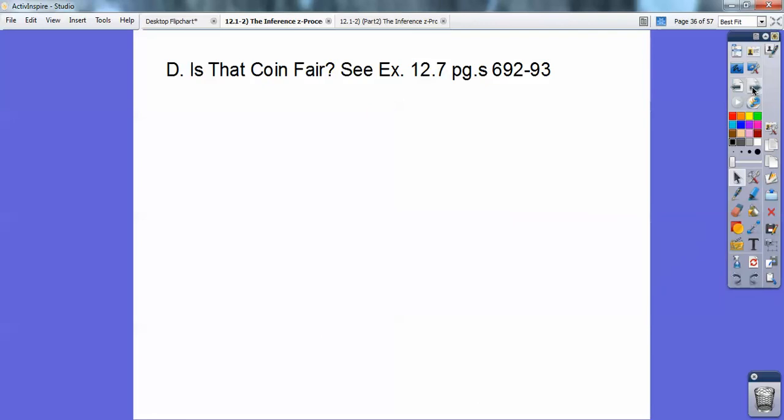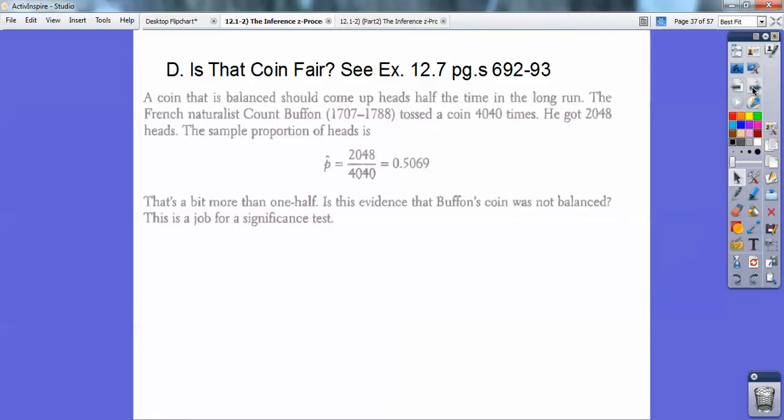Example 12.7 on pages 692 and 693. So a balanced coin should come up heads half the time. The French naturalist Count Buffon heroically tossed a coin 4,040 times. He got 2,048 heads, so the sample proportion is 0.5069. That's a bit more than half. Is this strong enough evidence that Buffon's coin was not balanced? So this one's going to be a not equal to. This is a significance test.